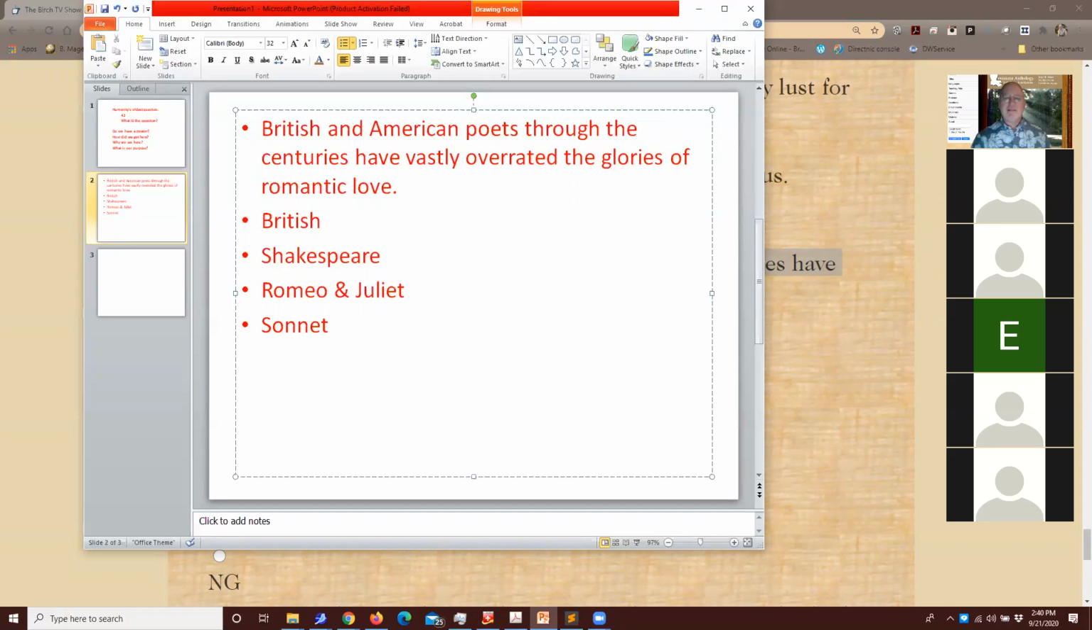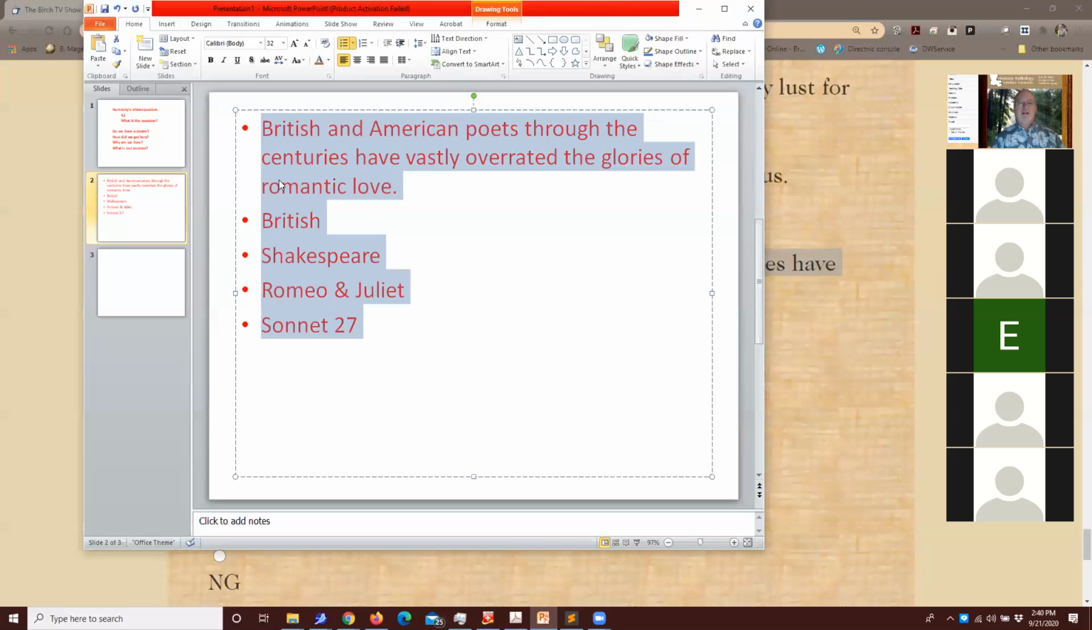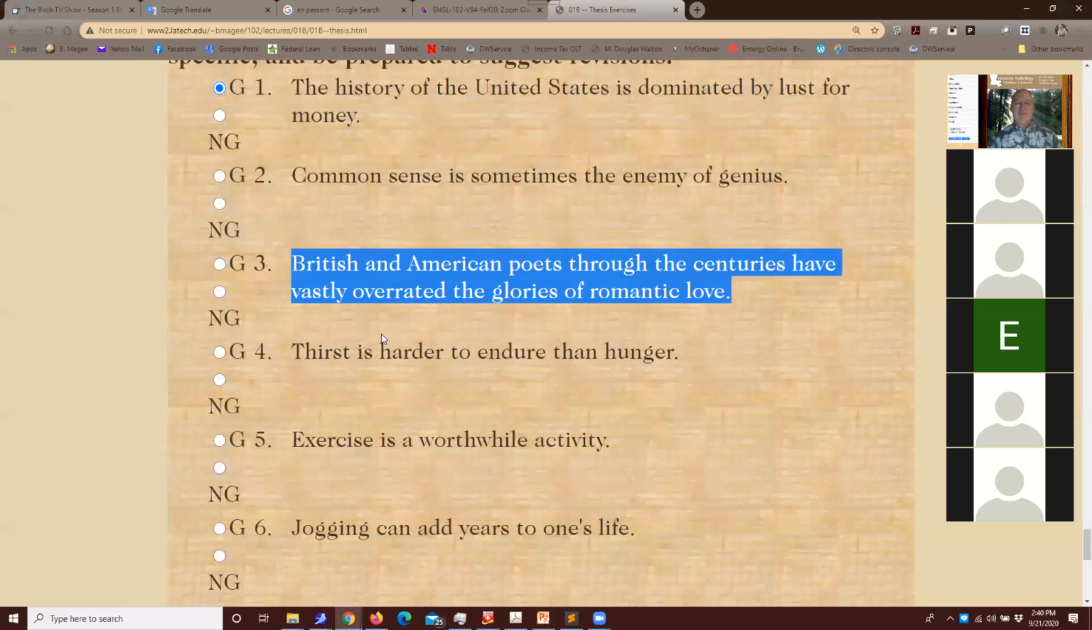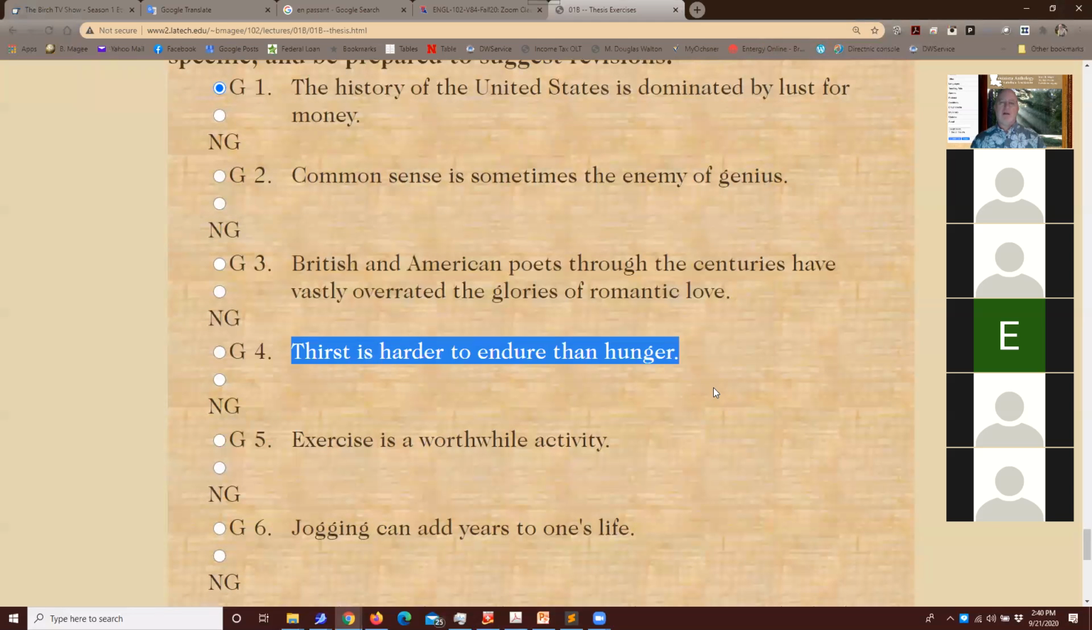How long is a sonnet? 14 lines. Perfect. So Sonnet 27, I don't know what it's about, but let's suppose it's about the glories of romantic love. Sonnet 27 vastly overrates the glories of romantic love. So do you see how we narrowed it? We started with something big and we kept squeezing it down until it was something we could handle in 2 pages. So this is a really good one to use as a way of narrowing our topic.